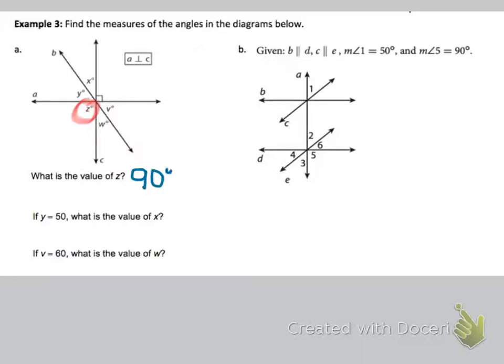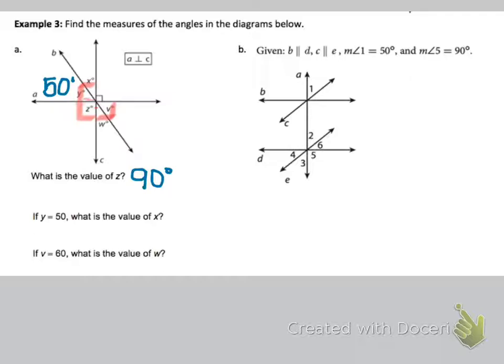So that's 90 degrees. And then they go on to say, well, what if Y is 50 degrees? So I'm going to label Y as 50 degrees. And they want us to find the value of X. Well, first of all, if Y is 50, and we know that these are all right angles, like this is a right angle, this down here, Z was a right angle, all the way around these are right angles, right?